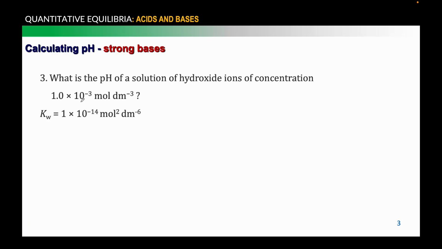And in the next video we will discuss calculations of pH and H plus concentration for weak acids, because the formula will be different there.